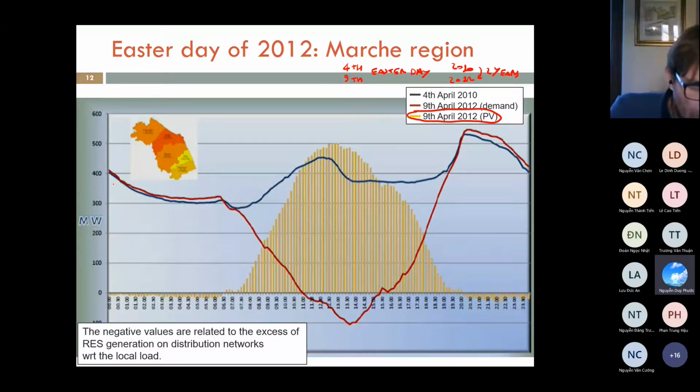This is the load profile of one of the Italian regions, Regione Marche. In 2010, look, the demand of this region is always higher than 0. So this region receives power from other regions.